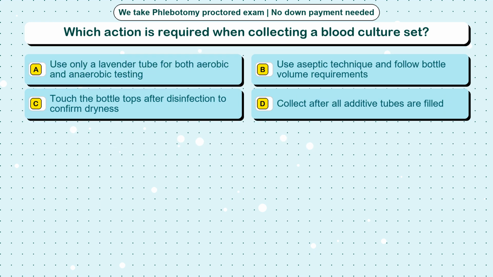Question 60. Which action is required when collecting a blood culture set? Option A, use only a lavender tube for both aerobic and anaerobic testing. Option B, use aseptic technique and follow bottle volume requirements. Option C, touch the bottle tops after disinfection to confirm dryness. Option D, collect after all additive tubes are filled.